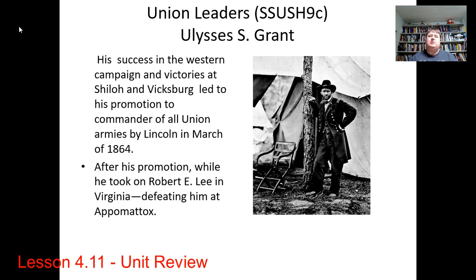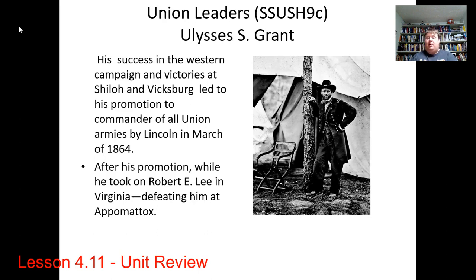He is one of the generals for the Union early in the war, and he has a lot of success in the West. He wins important battles at Shiloh and Vicksburg, and he shows a lot of fight in himself. And he does lose a lot of soldiers, and he gets a lot of criticism for that. But Lincoln looks at him and says, "I can't spare this man. He fights. He's not afraid to go into battle fighting, even if that means that he's going to lose some soldiers." So he becomes the leader of the entire Union Army.